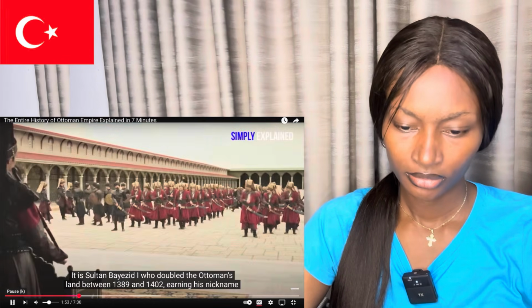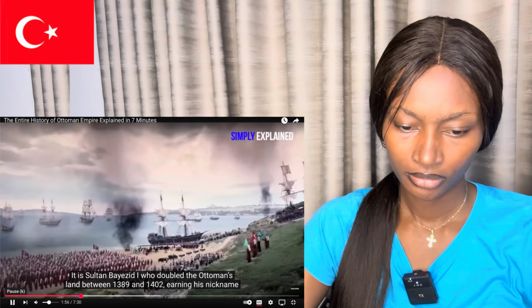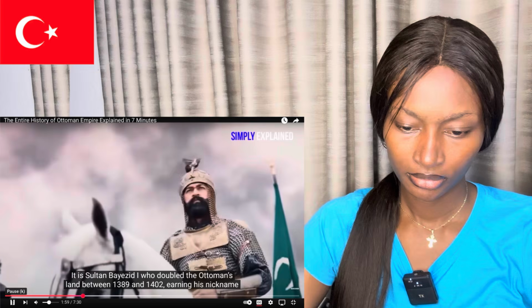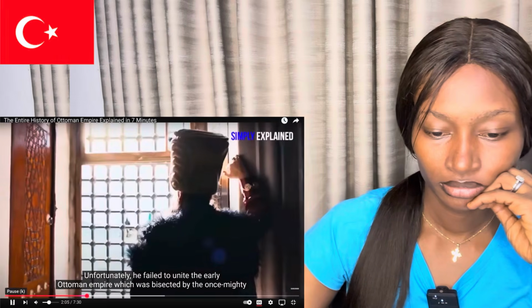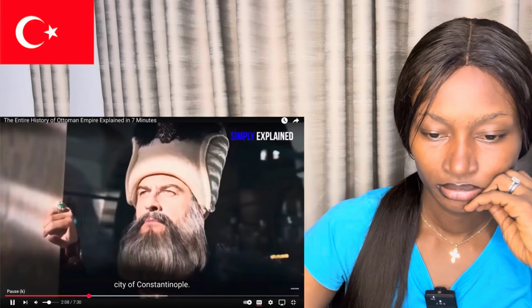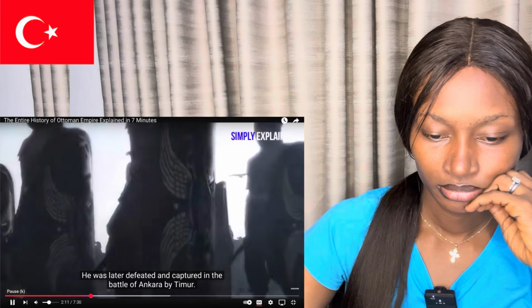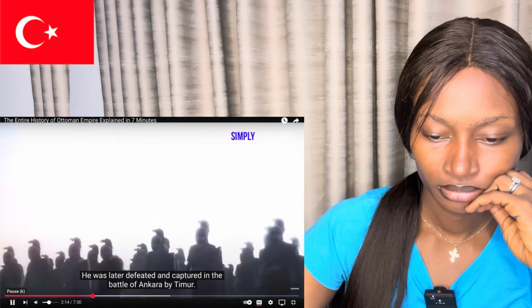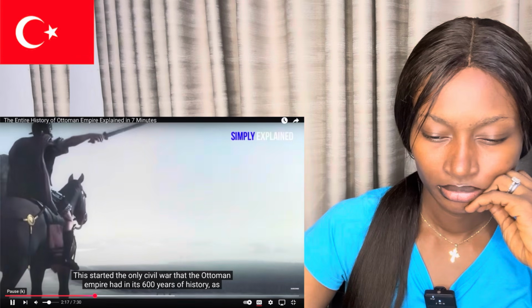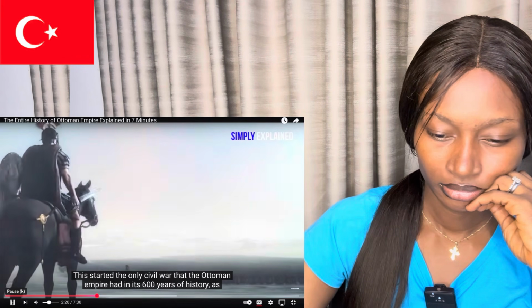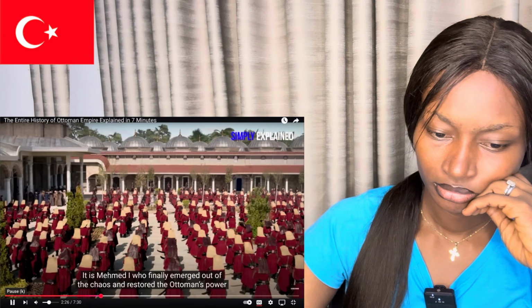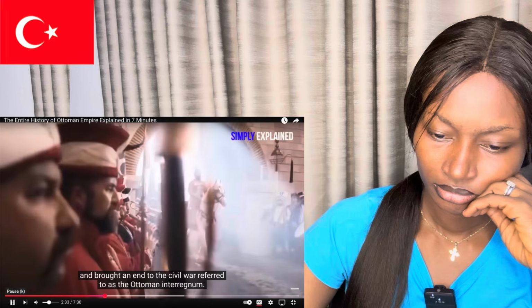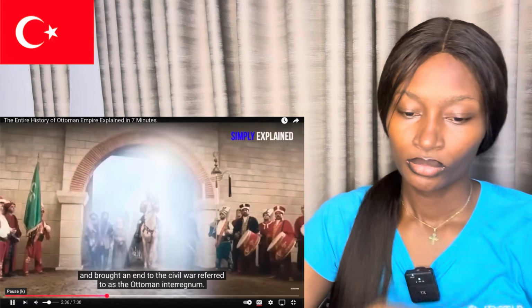It is Sultan Bayezid I who doubled the Ottomans' land between 1389 and 1402, earning his nickname as the Thunderbolt. Unfortunately, he failed to unite the early Ottoman Empire, which was bisected by the once mighty city of Constantinople. He was later defeated and captured in the Battle of Ankara by Timur. This started the only civil war that the Ottoman Empire had in its 600 years of history, as Bayezid's sons fought over succession. It is Mehmed I who finally emerged out of the chaos and restored the Ottomans' power and brought an end to the civil war referred to as the Ottoman Interregnum.